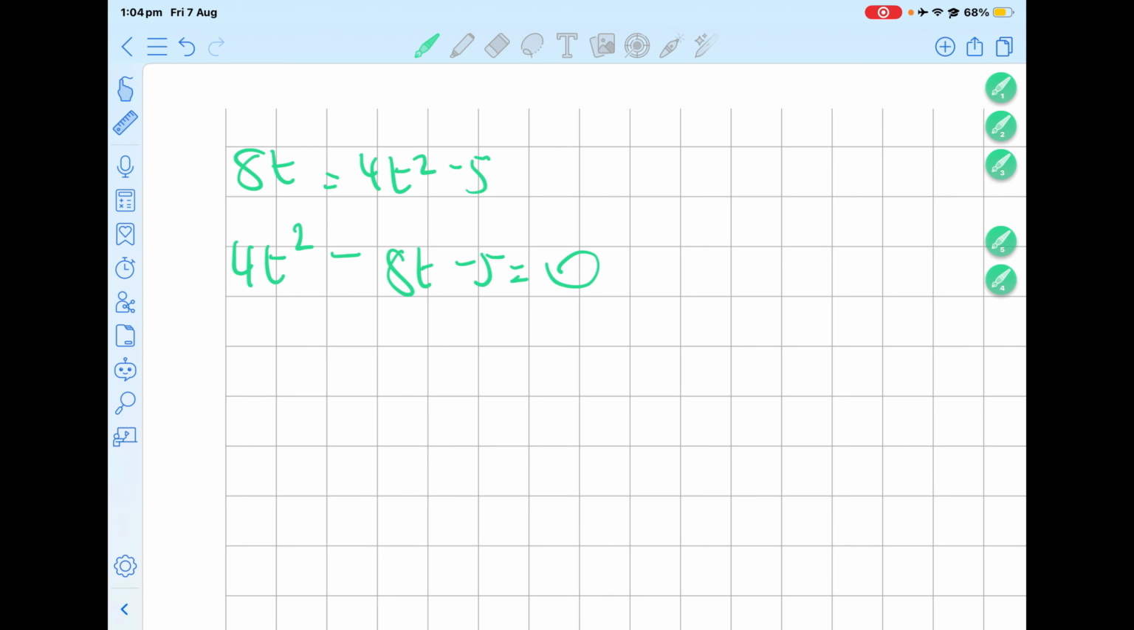So 2x minus 5, 2x plus 1 equals 0. So x equals 5 over 2 or minus 1 over 2.